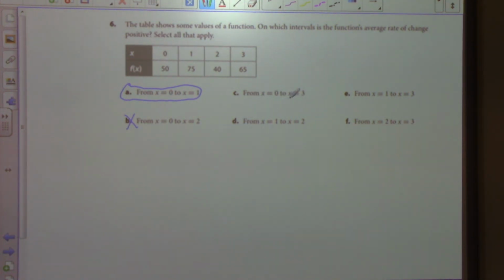Positive, right? And that's the entirety of the domain. What about between 1 and 2? Negative. And between 1 and 3? Negative. And finally between 2 and 3? Positive. Okay, so next we're going to go to problem 7.